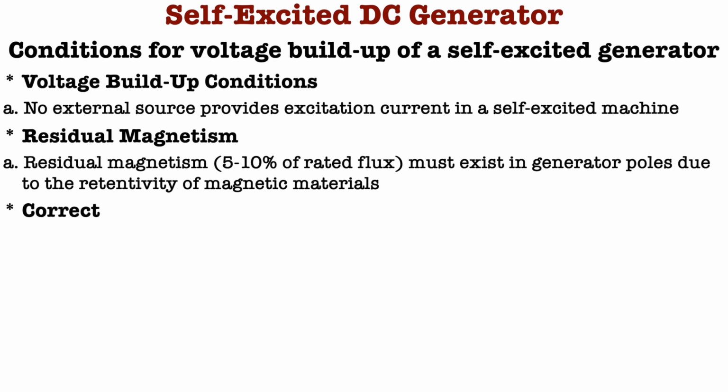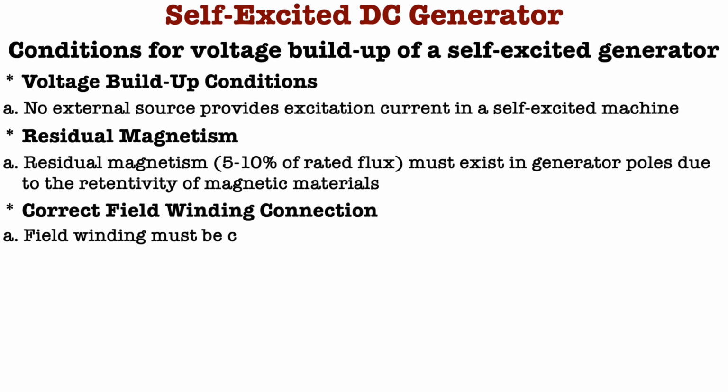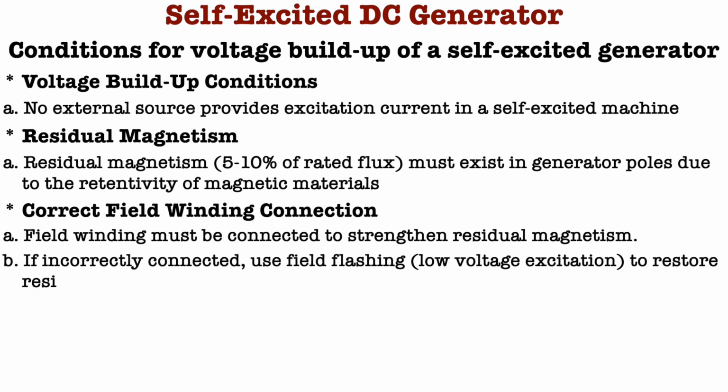The connection of the field winding should be such that the field current strengthens the residual magnetism. If the field terminals are wrongly connected, then separate the field terminals and excite with a low voltage for some time to re-establish the residual magnetism. This process is called field flashing.